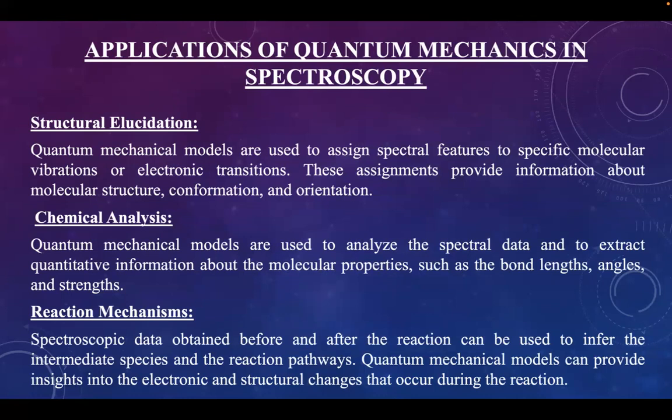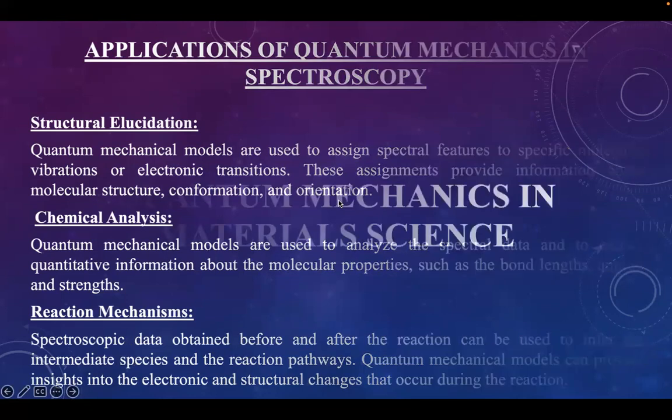Reaction mechanism. Spectroscopic data obtained before and after the reaction can be used to infer the intermediate species and the reaction pathways. Quantum mechanical models can provide insights into the electronic and structural changes that occur during the reaction.